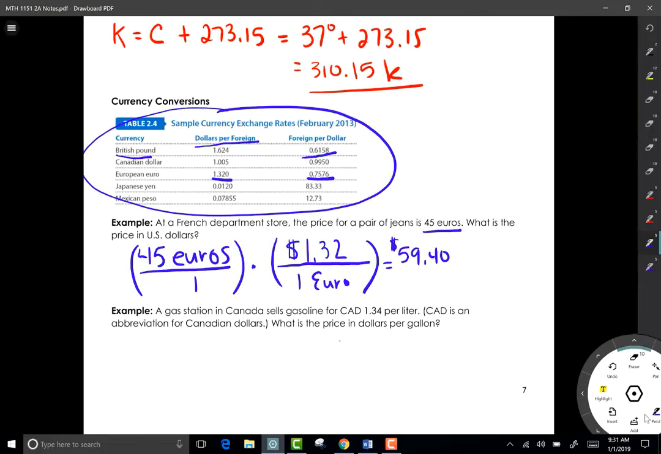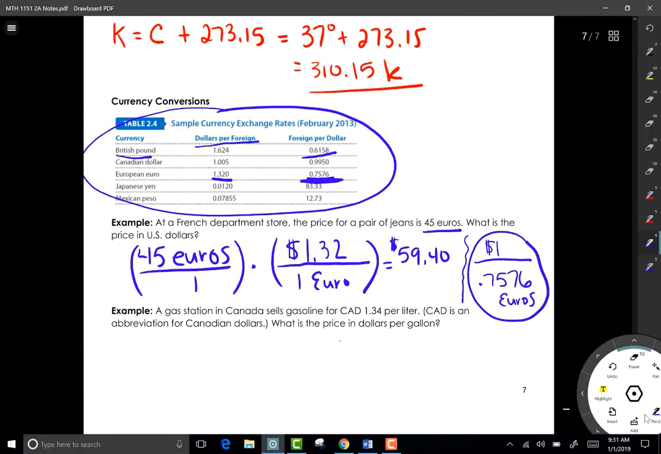If I chose to use the other conversion factor, I would have multiplied, so let me section this off here, by 1 US dollar on top, and I would have put 0.7576 euros on the bottom if I use this conversion factor. But when I multiplied that out, I would have ended up with the same answer. So it truly doesn't matter which one you use as long as you label it correctly.